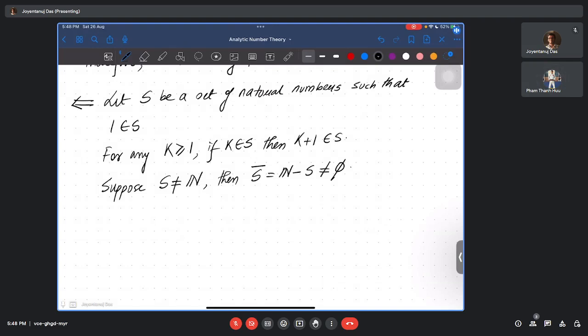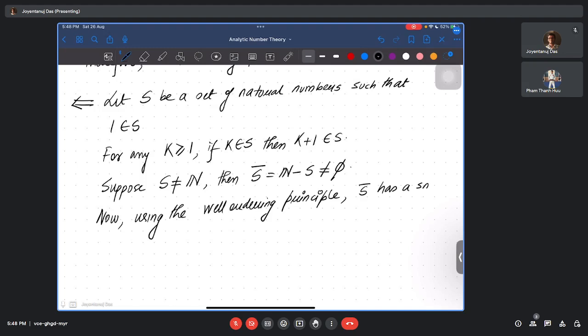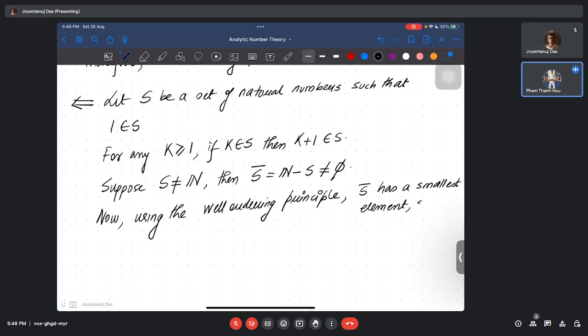Now we can apply the well ordering principle. So using the well ordering principle, what we have is that S bar has a smallest element, right? That is what it says. Since it is a non-empty set of natural numbers or positive integers, I can say that it has a smallest element, say Z.